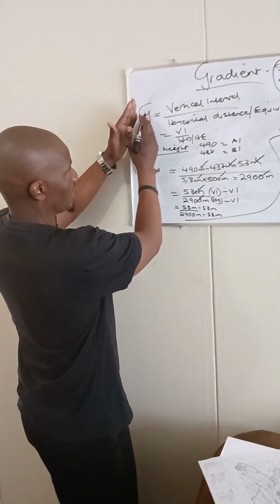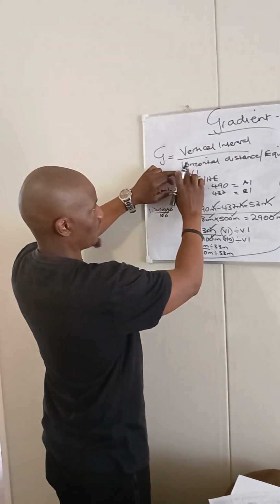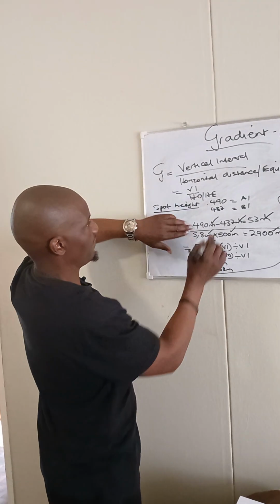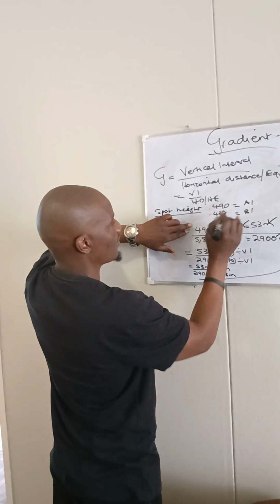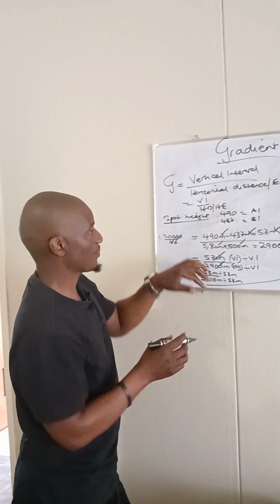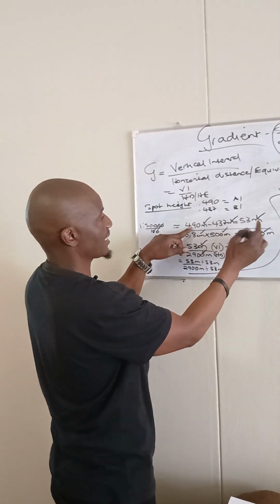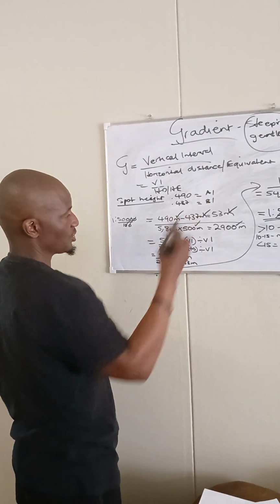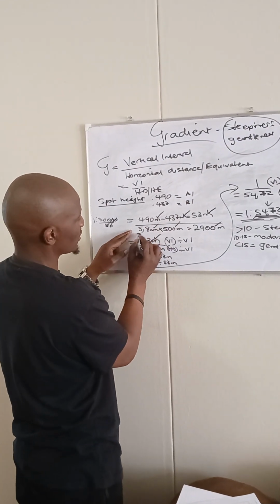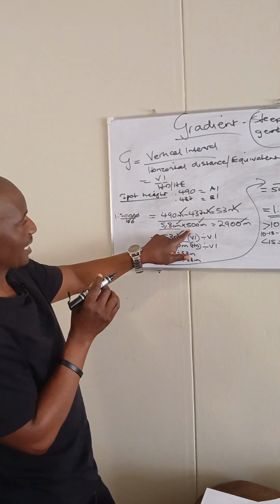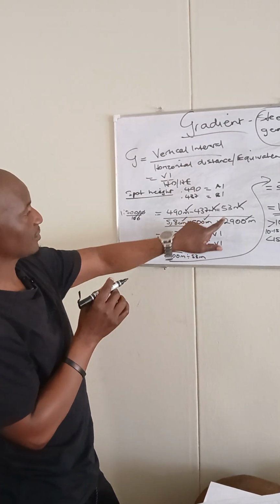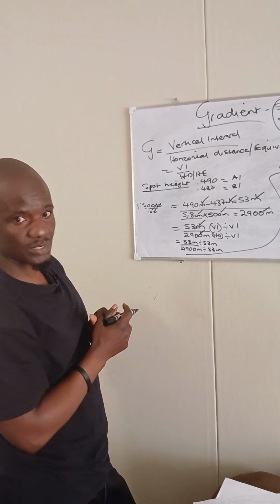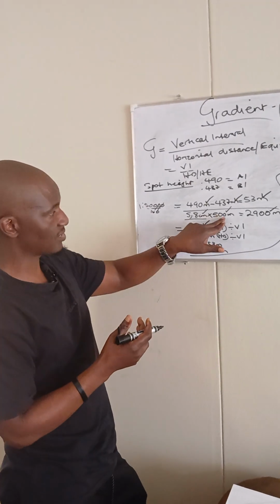So from here, gradient is the vertical interval over the horizontal distance. For the vertical interval, you were given 2 spot heights, 490 in A1 and 437 in B1. You subtract the smallest height from the highest height. That's how we got the 53 meters. Then for our horizontal equivalent, we measured the distance between the 2 spot heights and got 5.8 centimeters. We multiplied that by the scale, because our answer is supposed to be in meters. So we divide our 50,000, which is in centimeters, by 100 to get 500 meters. That's how we got this.